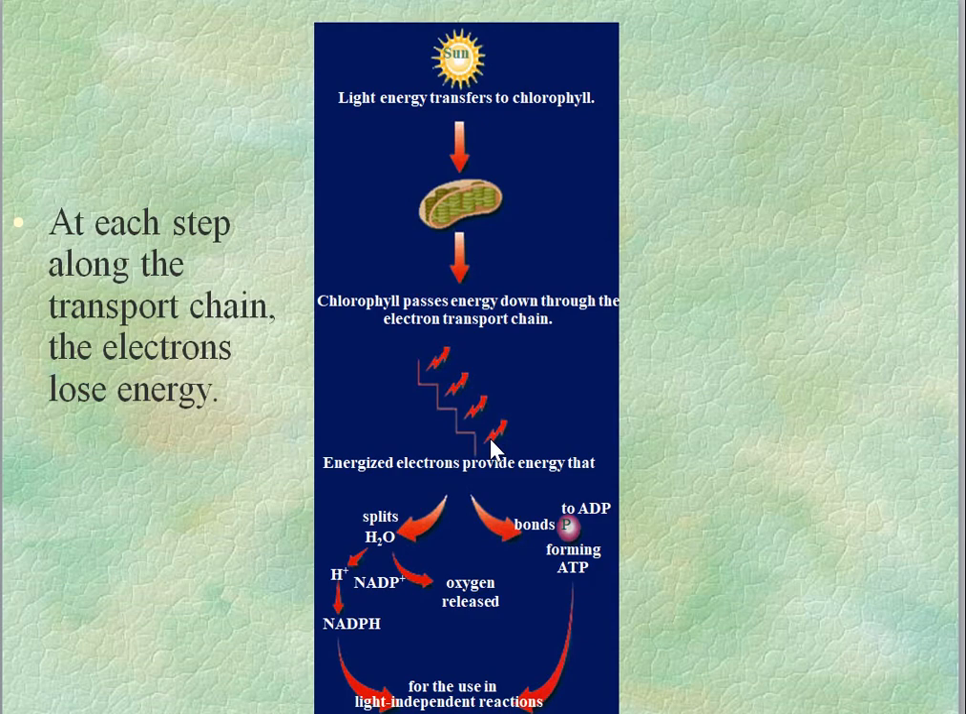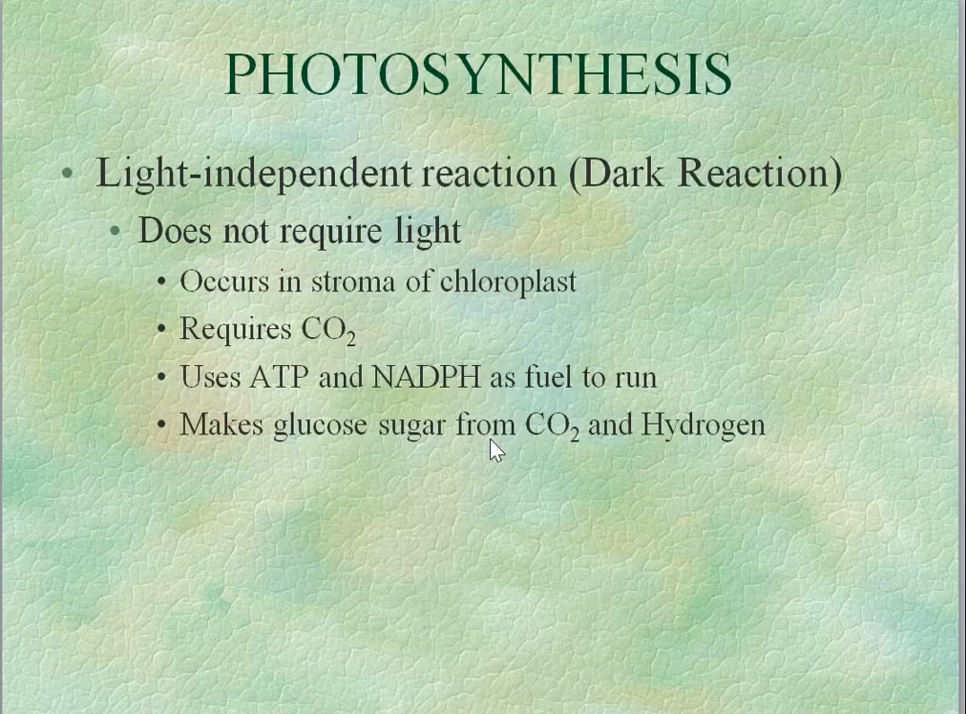At each step along the transport chain, the electrons lose energy. Firstly, light energy transfers to chlorophyll. Then, chlorophyll passes energy down through the electron transport chain. Energized electrons provide energy for use in the light-independent reaction.